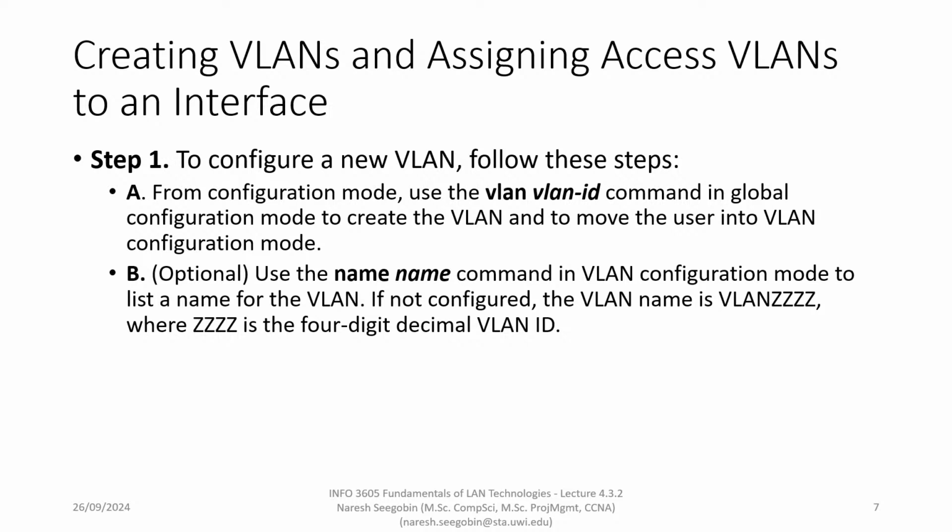To configure, you go into global configuration mode and type the vlan ID command. From there you'll have VLAN ID configuration mode, where you type name and the name of the VLAN. If you don't type a name, the VLAN will automatically call itself VLAN 00ZZ, the four-digit decimal for the VLAN ID. So if you do VLAN 10, it will end up being VLAN 0010, because the max size is about 4,000, so it doesn't have to go more than four digits.